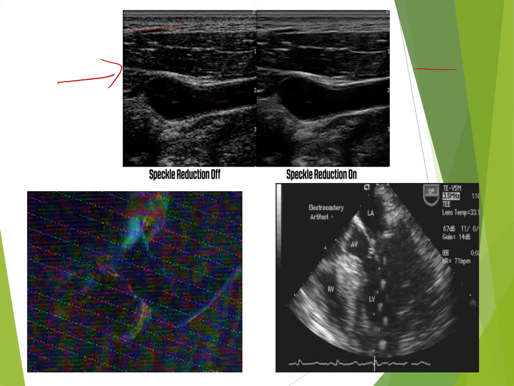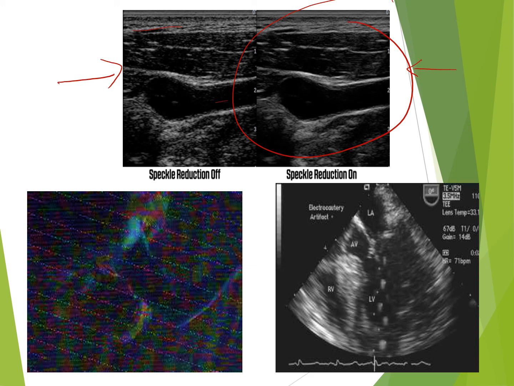Once we turn the speckle reduction on, it really smooths everything out, and it makes our borders a little bit crisper, gets rid of those little junky things that are all over our picture. So this would definitely be a more ideal picture, especially for vascular imaging.